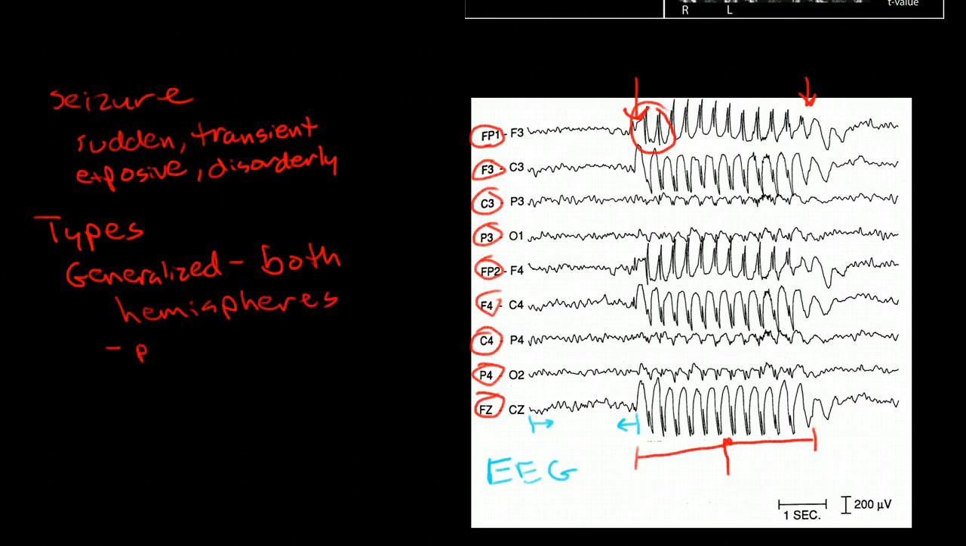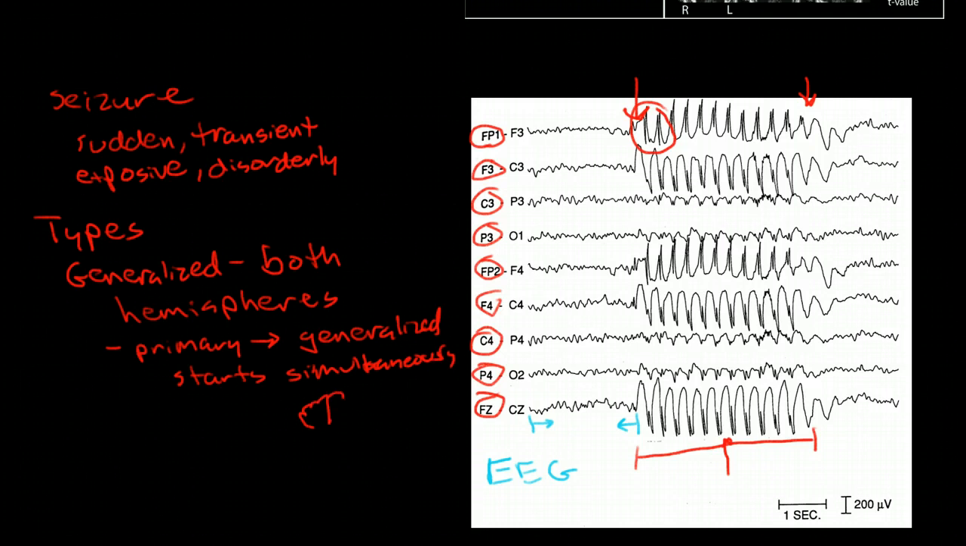And we can have a primary generalized seizure. I'm sorry, let me say that again. A primary generalized seizure is one that starts out generalized. So it starts simultaneously in both sides of the brain. So if we have our brain here, the seizure is going to start here and here at the exact same time.